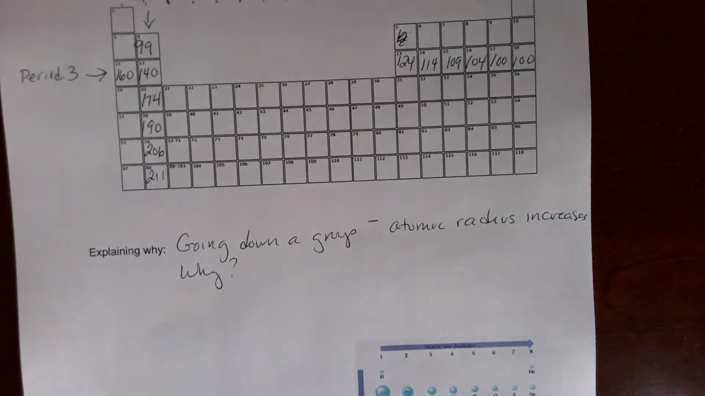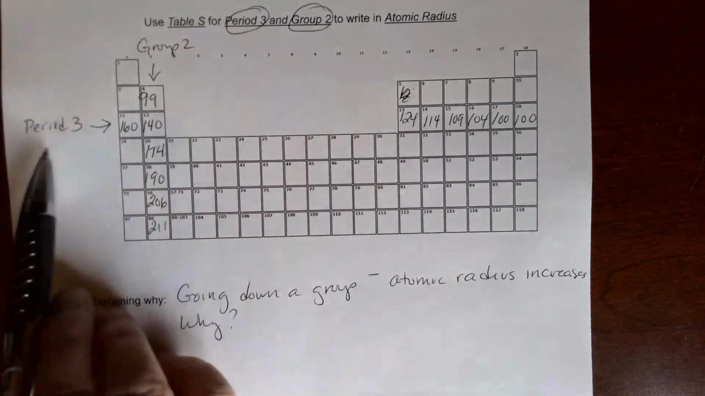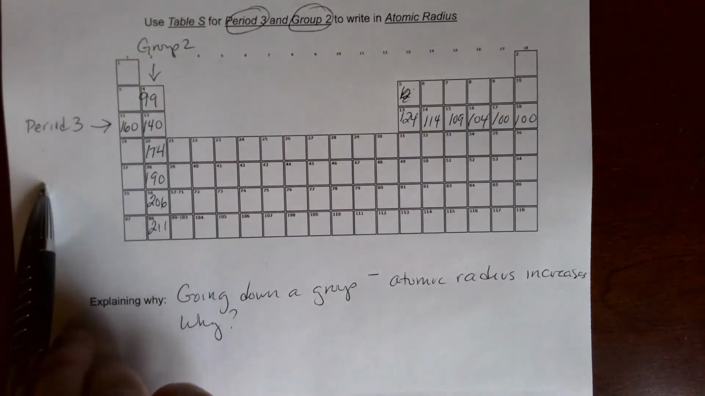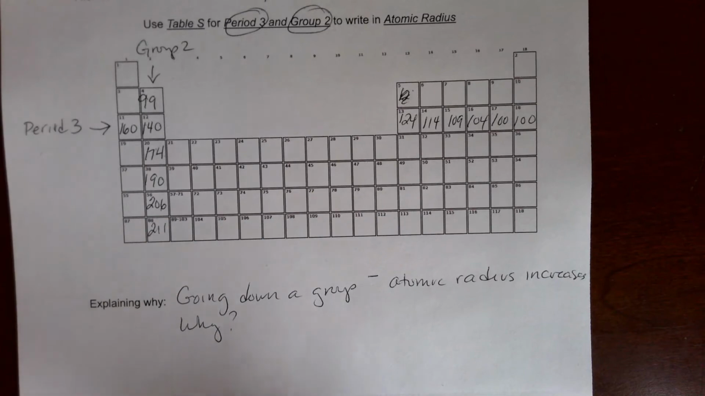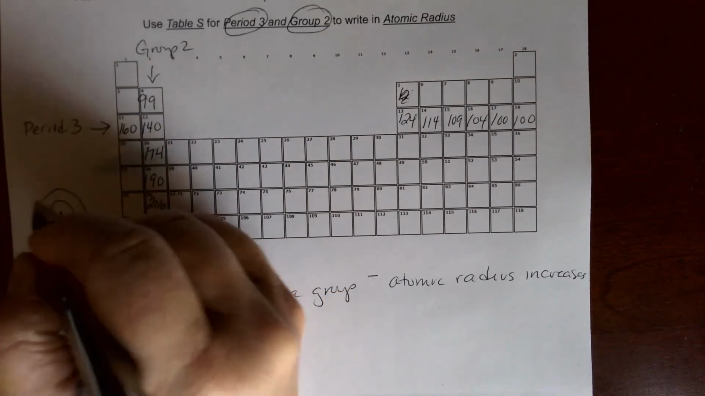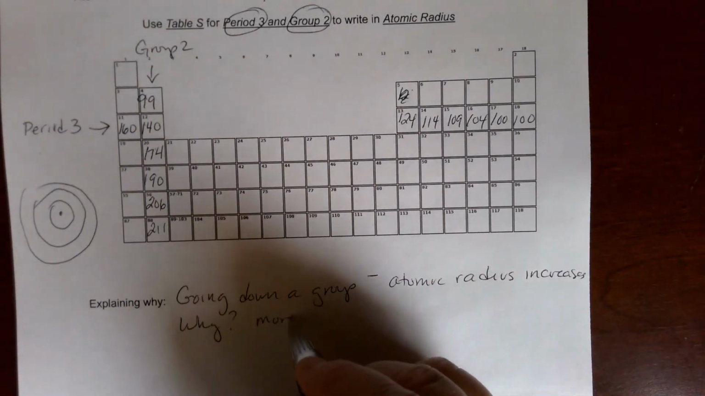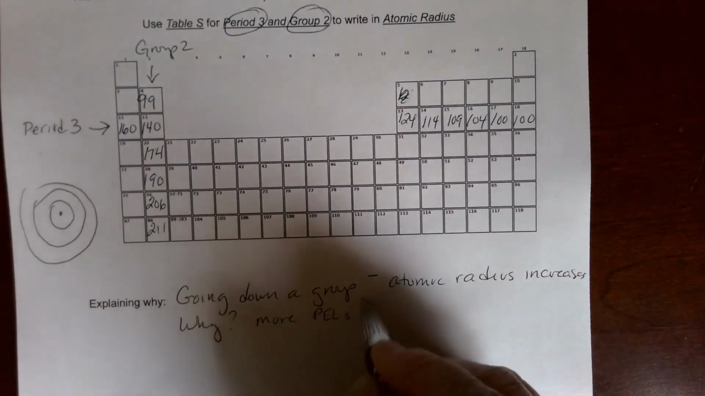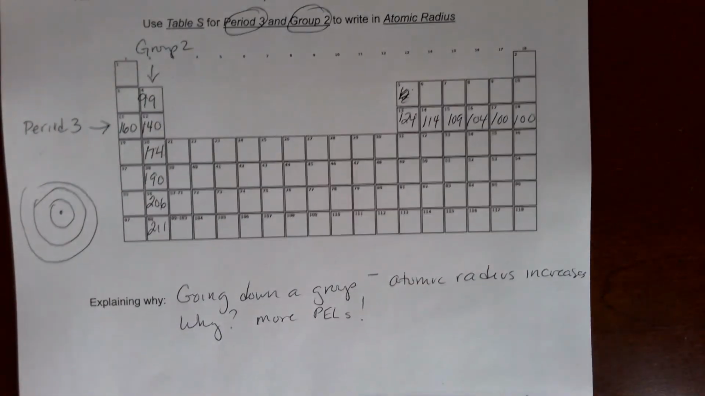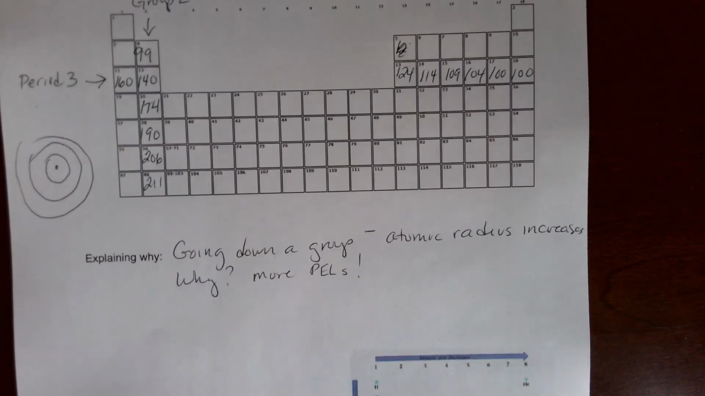And if we are asking ourselves why, well, think about this. As you are increasing this radius, as you're going down, there's a whole new period. There's a whole new principal energy level that's being added, right? So you're going from one principal energy level to a second principal energy level to a third as you go down. So there's more PELs, plain and simple. There's more principal energy levels. So therefore, yeah, there's just a whole new layer of electrons that are being added.